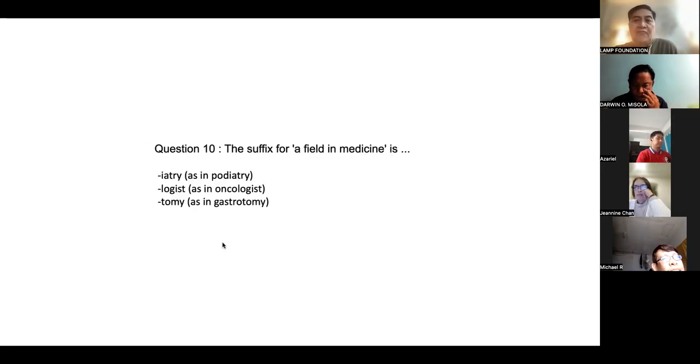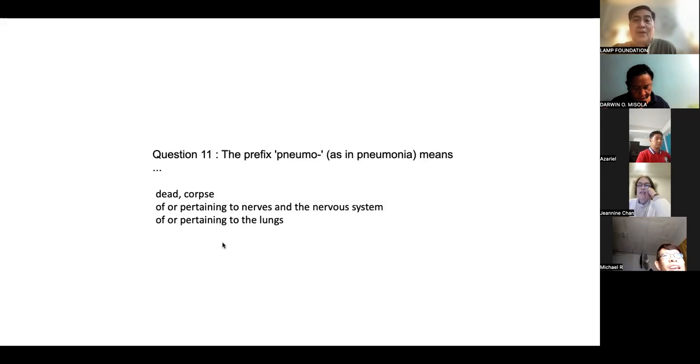The suffix for a field in medicine is? Physiologist, as in oncologist. No, that's a specialty. A field in medicine. Like psychiatry. -iatry, as in podiatry. Okay. The prefix pneumo-, as in pneumonia, means? Is it pertaining to the lungs?